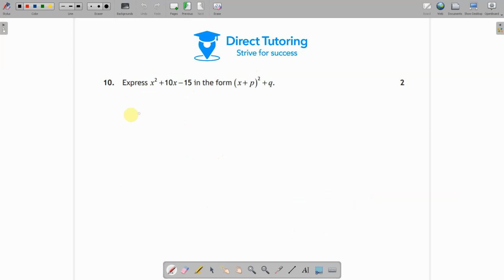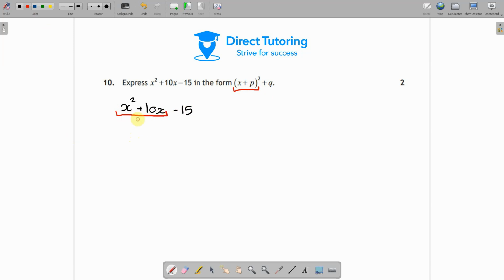Now number 10 is a completing the square question. Now there are many different ways of solving these problems, but for me personally this is the easiest way to solve these. So by writing out the question first, we then focus on the bracket first. So we're going to deal with this section. That refers to the terms with the x's.